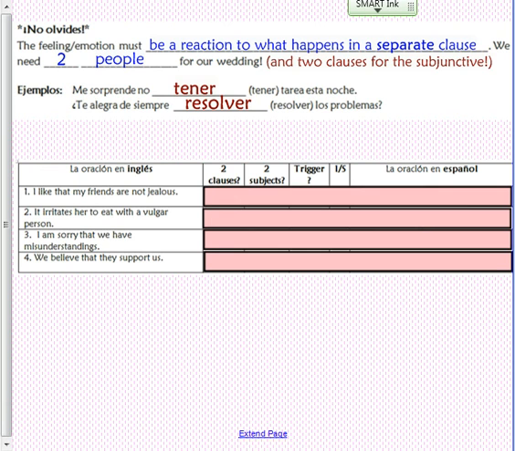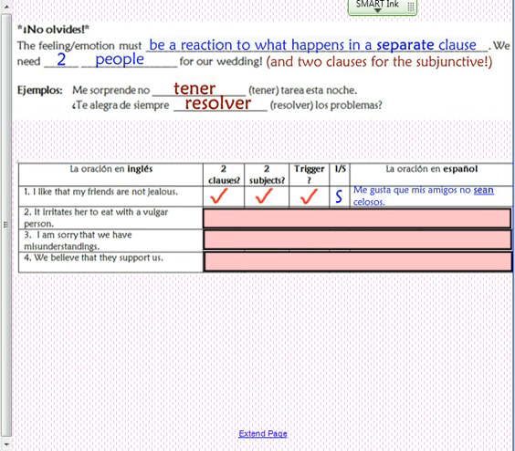Let's take a look at some sample sentences to practice determining whether or not you need the subjunctive or the infinitive. So for this first one, we have to check that we have all 3 qualifications met. We have 2 clauses because we see the word that separating them. We also see that the verb like is conjugated for yo, and the verb to be, are, is conjugated for my friends. So we have 2 clauses and 2 subjects.